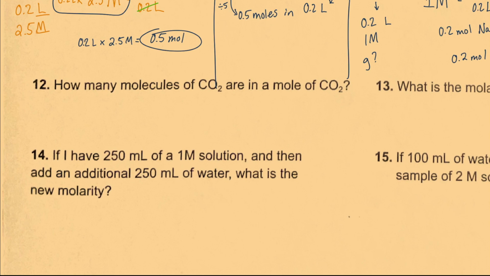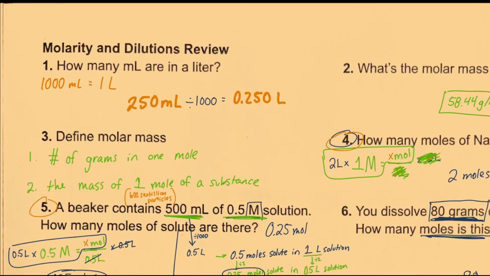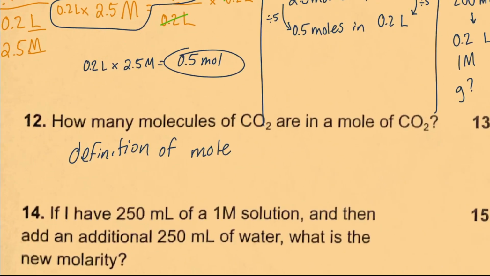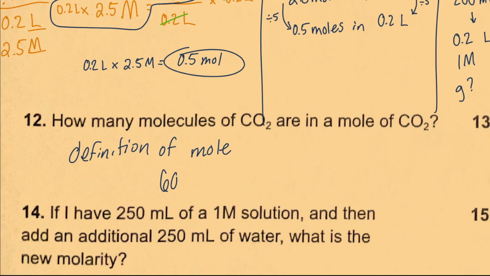Number 12, how many molecules of CO2 are there in a mole of CO2? This is not even a molarity question or even a molar mass question. This is going way back to the definition of a mole. In 1 mole of any substance, like I said up here, 1 mole is 602 sextillion particles. So whether it's asking about atoms or molecules, this is going to be 602 sextillion. Or if you prefer, 6.02 times 10 to the 23 molecules.